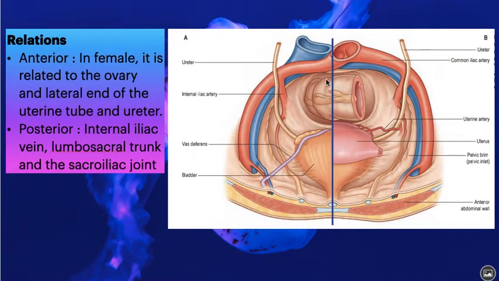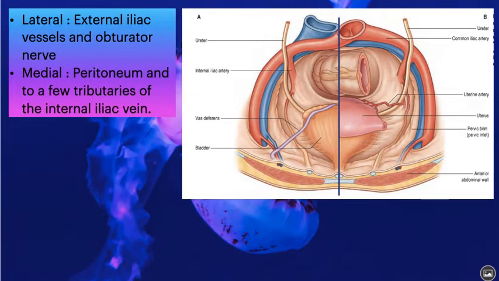Now, relations in the female. Here is the common iliac, this is the internal iliac artery. It is related to the ovary, the lateral end of the uterine tube, and the ureter in front. We can see the ureter. Posteriorly it is related to the internal iliac vein, lumbosacral trunk, and the sacroiliac joint. Laterally, we have the external iliac vessels, as you can see here, and the obturator nerve. And medially, we have the peritoneum and a few tributaries of the internal iliac vein.